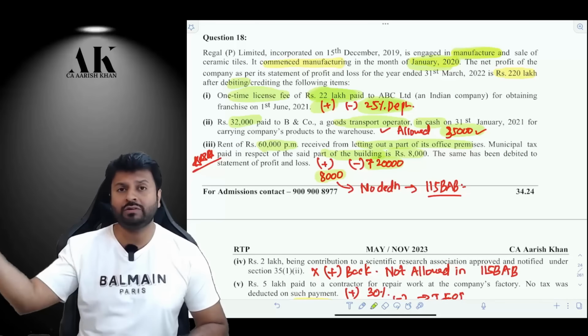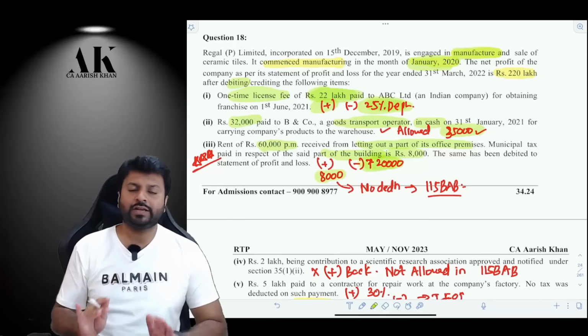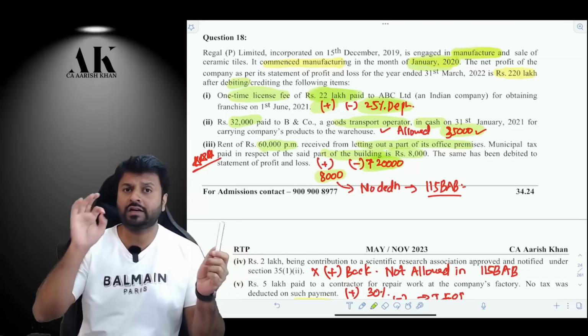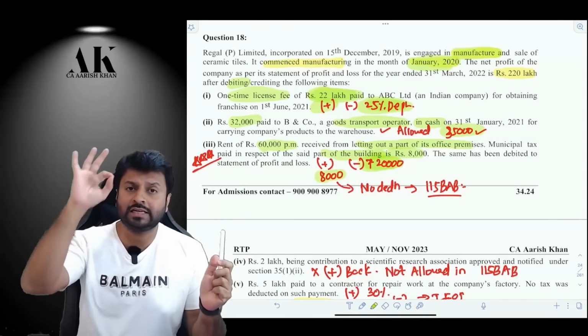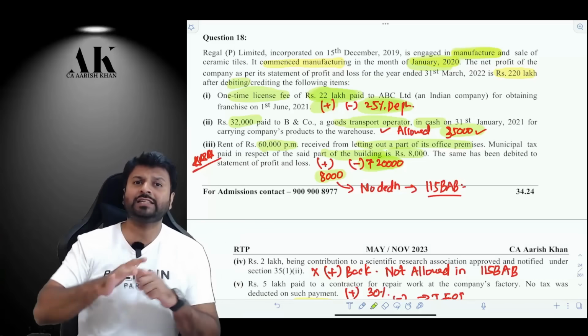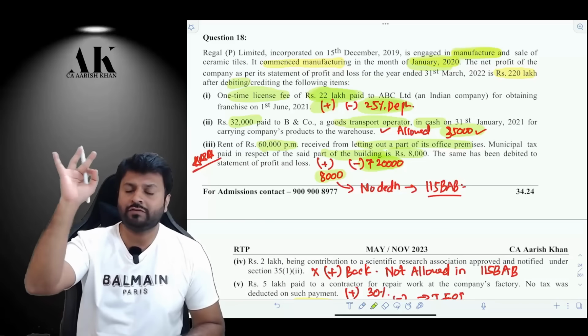And now when you go to 115BAB, you will show rent as 7,20,000. That's it. You will not take deduction of 8,000. You will not take 30% standard deduction, because a 115BAB assessee does not get all these deductions. Be very careful. These deductions are not allowed for a 115BAB assessee.